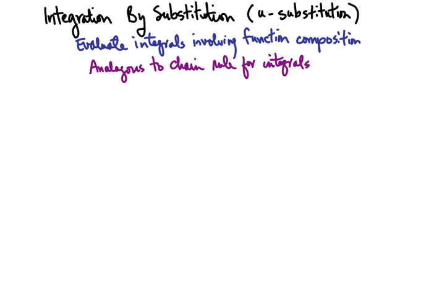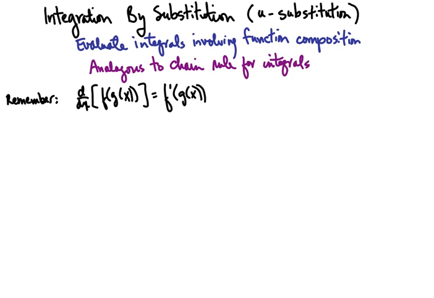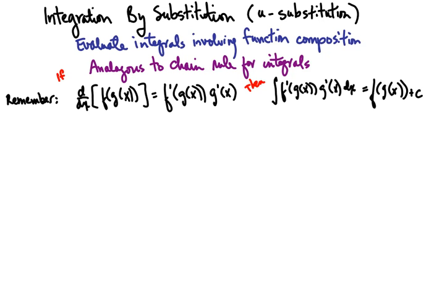So let's take a look at what we have. If you recall from working with derivatives, the derivative of a function composition is f prime of g of x times g prime of x. And since integration is really the reverse process of differentiation, then shouldn't it be true also that the integral of f prime of g of x times g prime of x dx should be f of g of x plus or minus a constant? So this is the foundation of what we call U substitution, or integration by substitution.